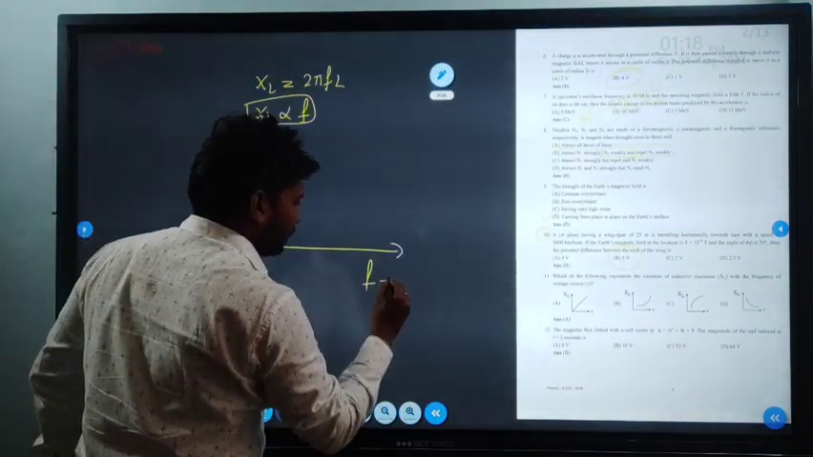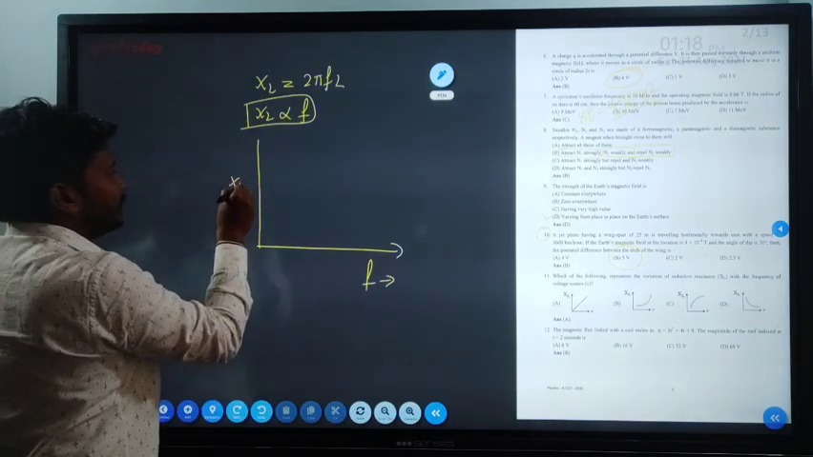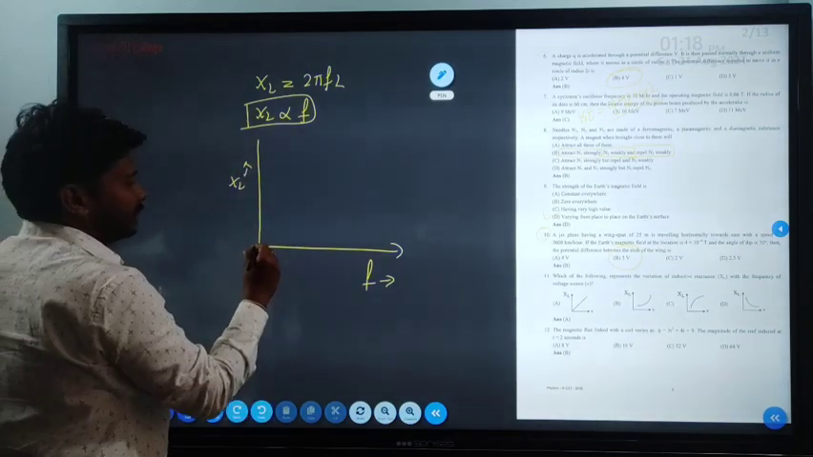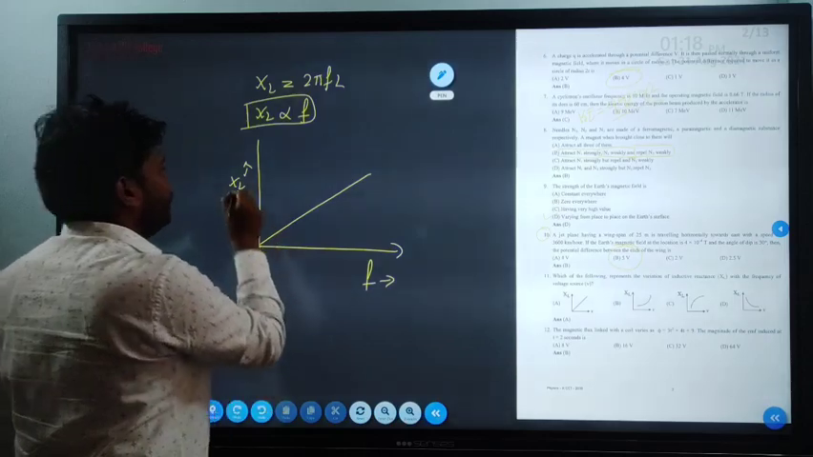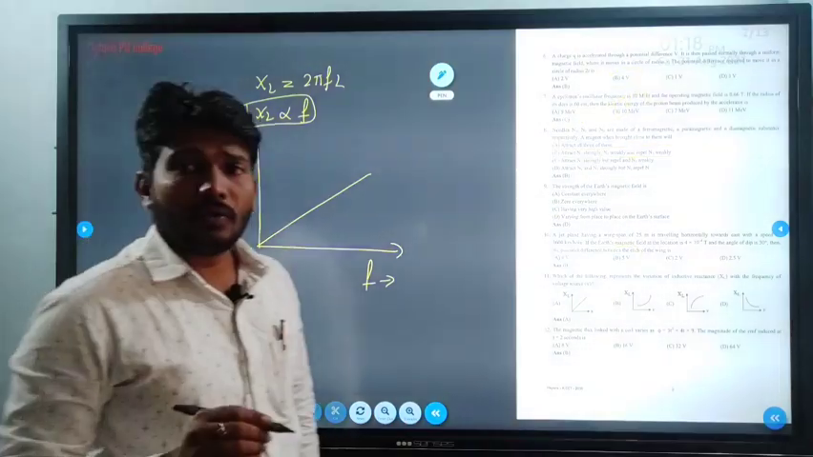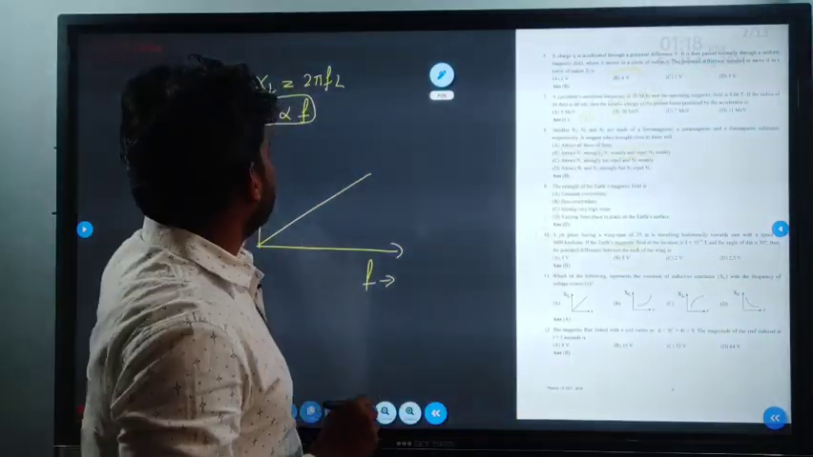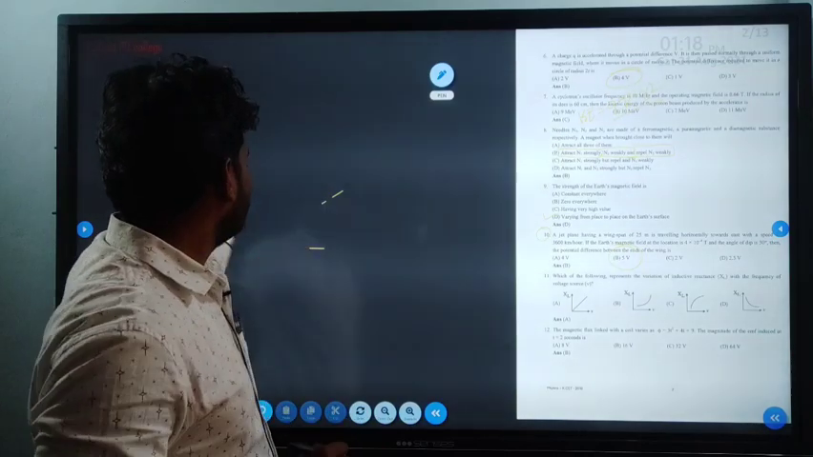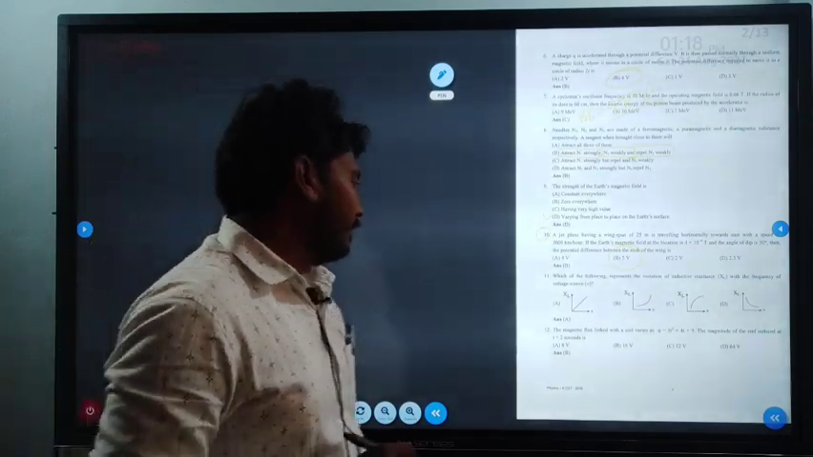Along x-axis I will take frequency, along y-axis inductive reactance. As the frequency increases, inductive reactance value also goes on increasing, we can consider, right? Next one.